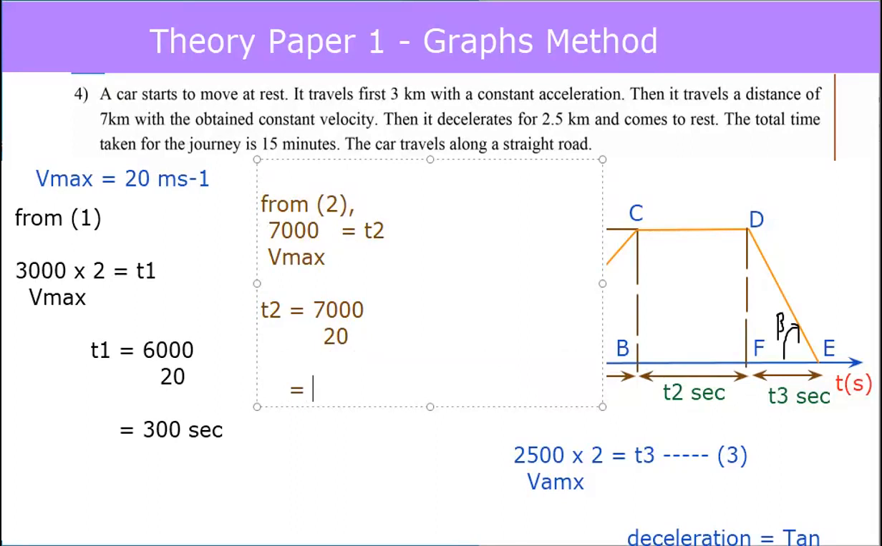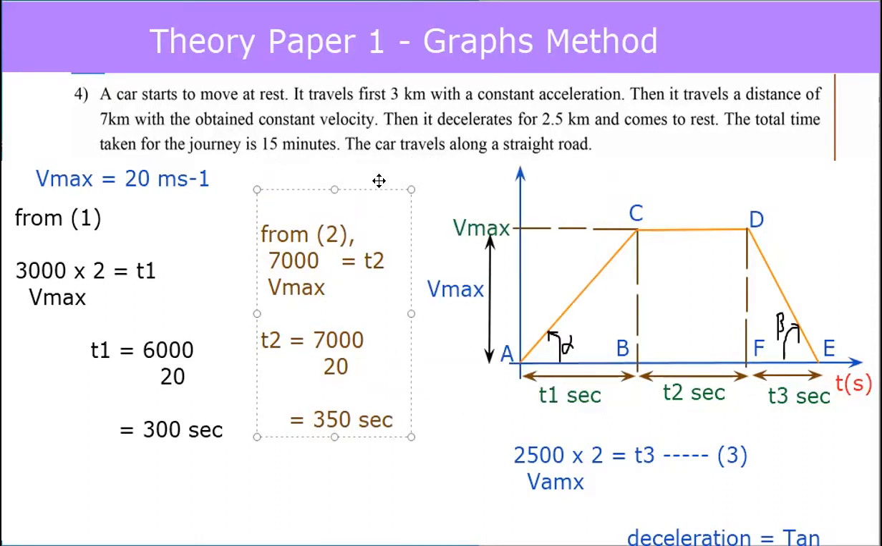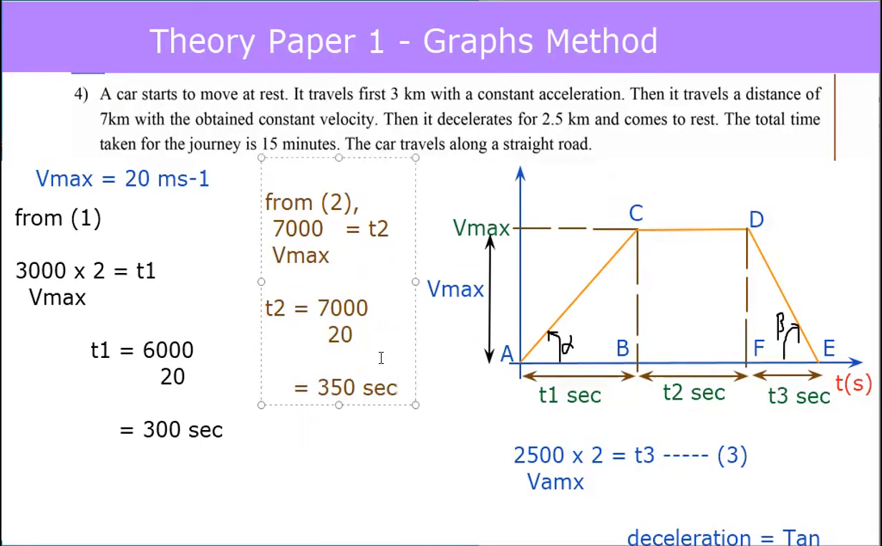So we will get 350 seconds. Who got this answer? Please raise your hands up in the Zoom chat. Very good, excellent. So we found T1 is 300 seconds, T2 is 350 seconds. We want to find only T3. Use equation number 3 and find T3 quickly.